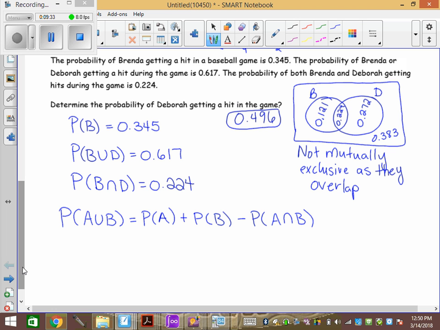We know everything but the probability of D. Now, instead of writing B's, what could I have written? D's. So we could have probability of B or D, and then just replace them. A's become B's, B's become D's, or you could keep the B's to the B's. Doesn't really matter, right? Probability of B plus probability of D minus the probability of B and D, sorry.